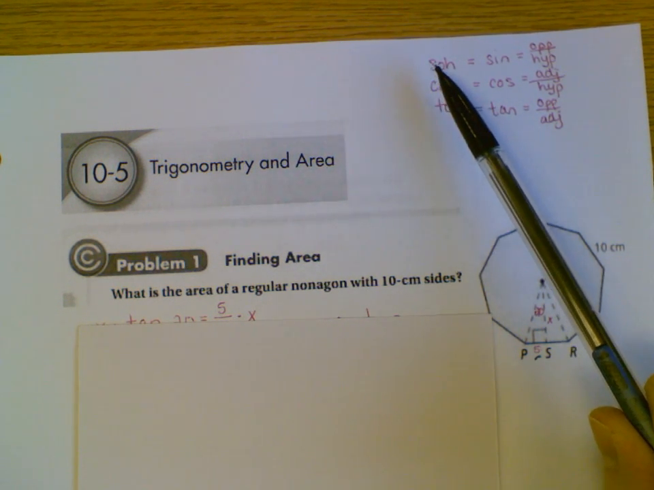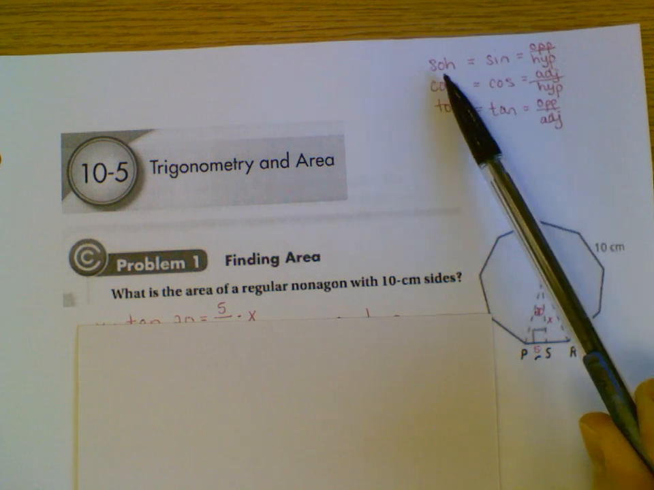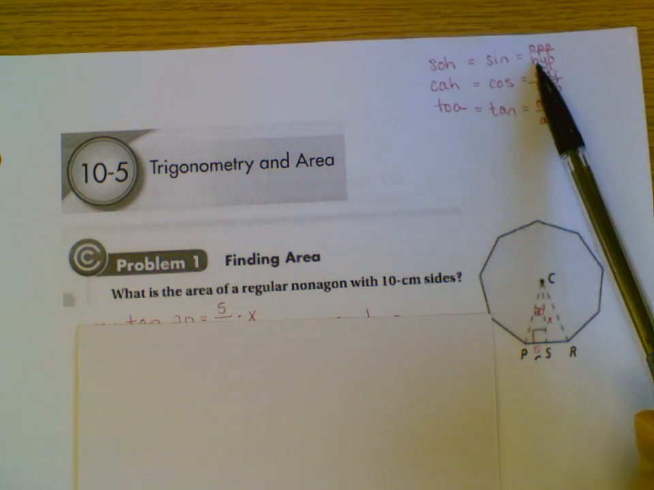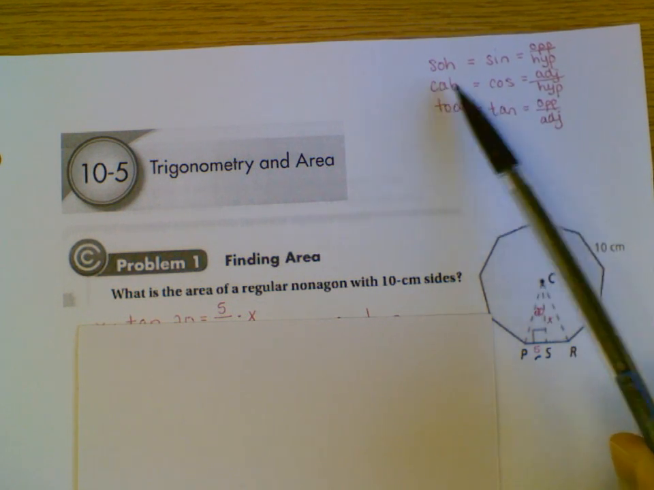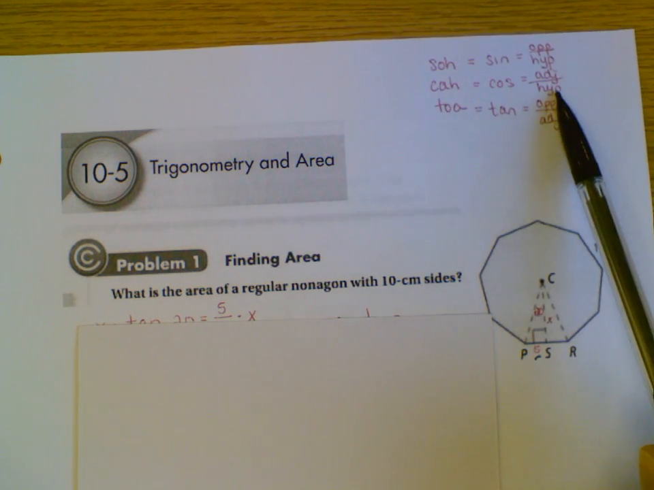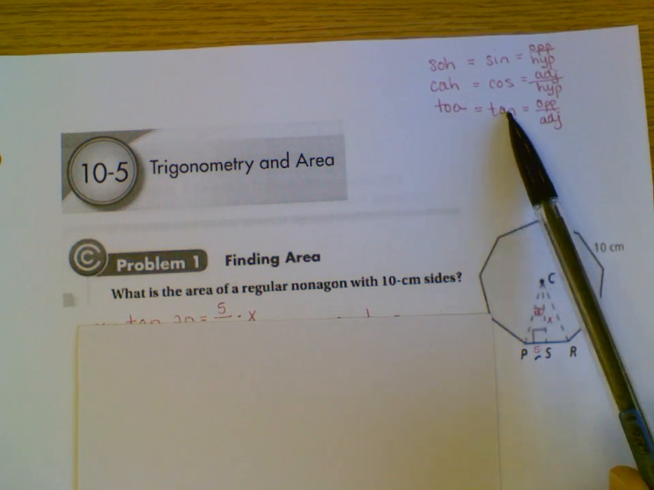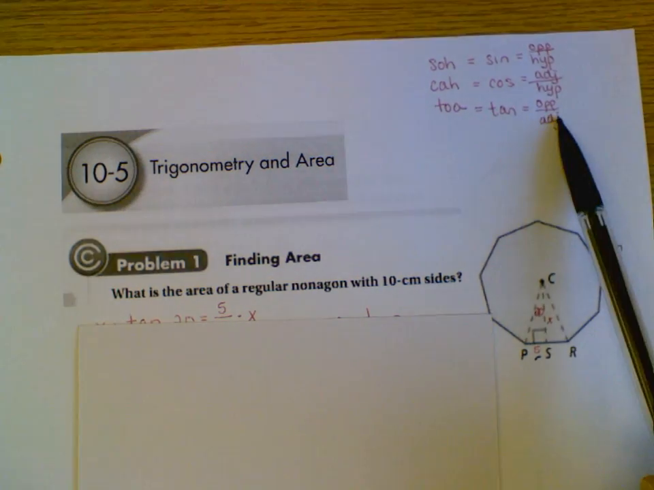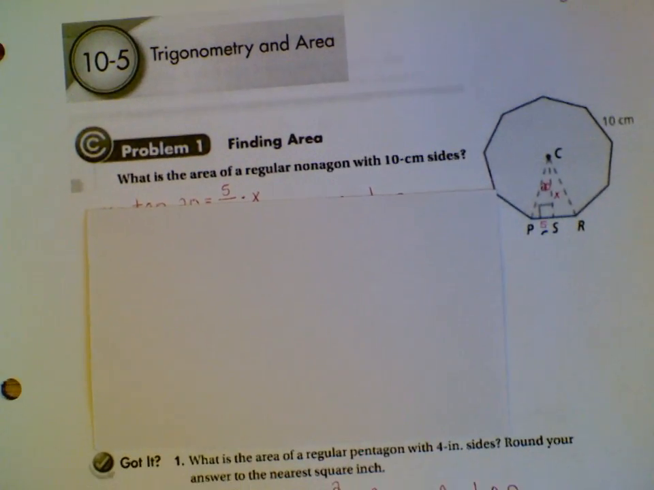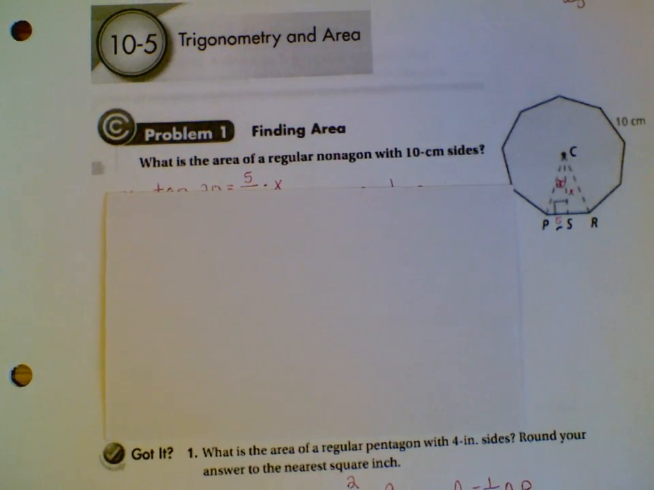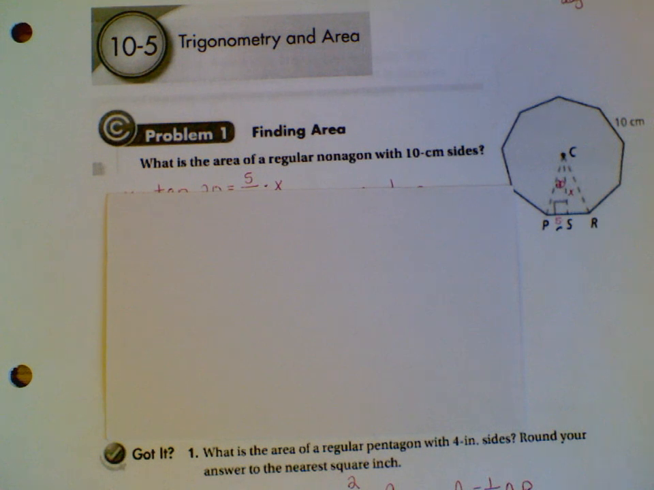so representing the S as being sine, the O being opposite, H being hypotenuse. CA, C standing for cosine, A standing for adjacent, H standing for hypotenuse, T tangent, O opposite, A adjacent. Okay, so we're going to still be using the formula from 2 sections ago where we have to do a half times apothem times perimeter.